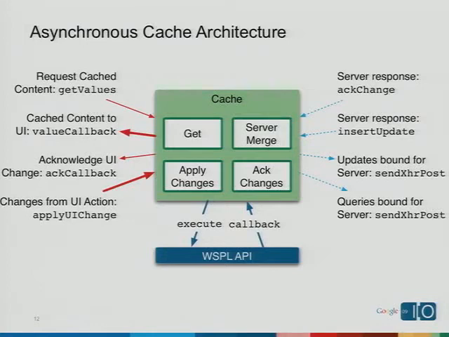I've also given each of these calls names, and that's because there's a demo app that comes with the WSPL distribution that I called Simple Notes that actually uses these names in the code. So if you take, for example, getValues, that is a call from the UI into the cache to get content, and then there's a callback, valueCallback, logically enough, that delivers the content from the cache back to the user interface.